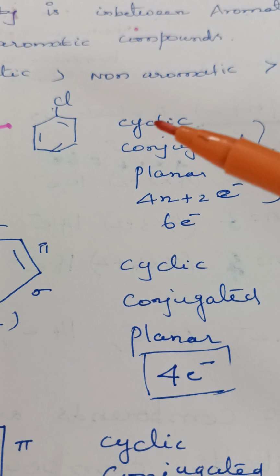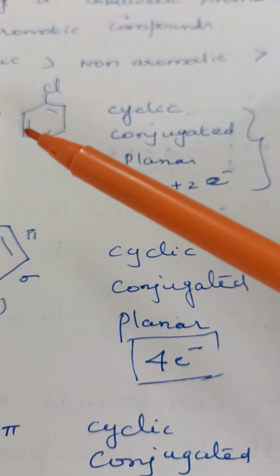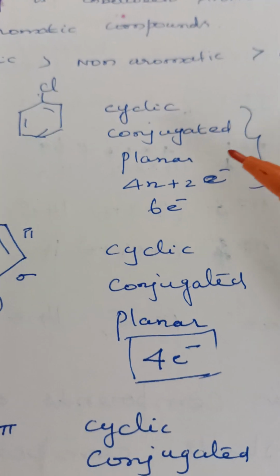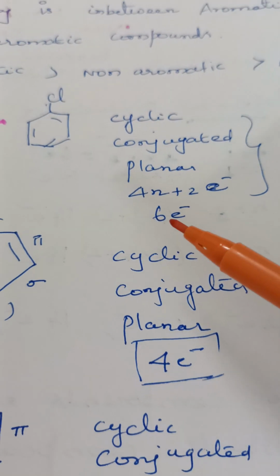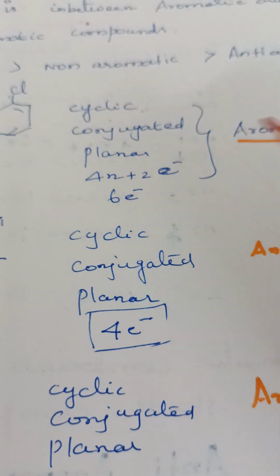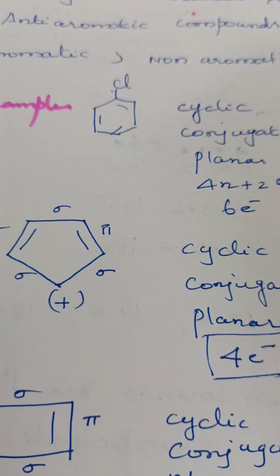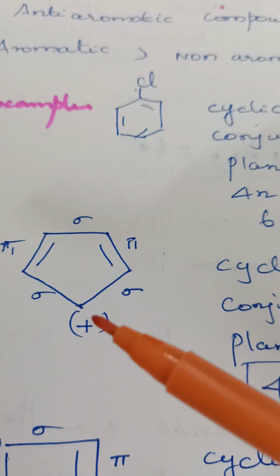Then the number of pi electrons. See here, how many pi electrons are there? 2, 4, 6. 6 pi electrons. According to Huckel's rule, if there is a presence of 6 pi electrons, then the compound is aromatic. So all the rules are followed. That's why it's aromatic.